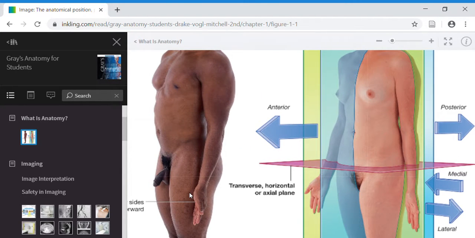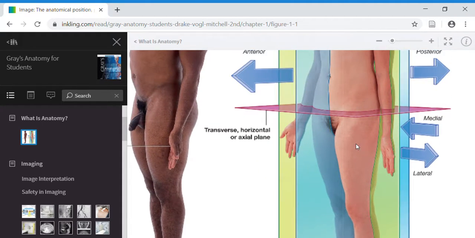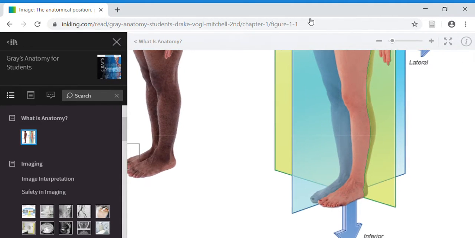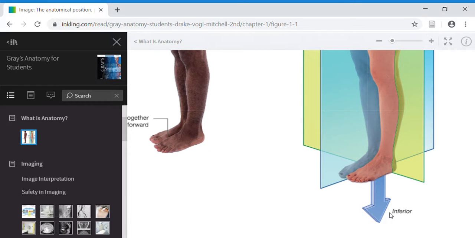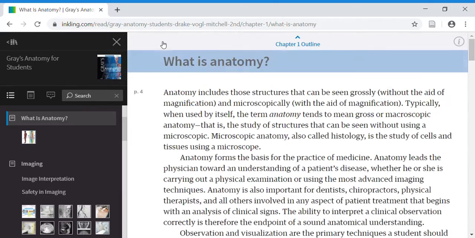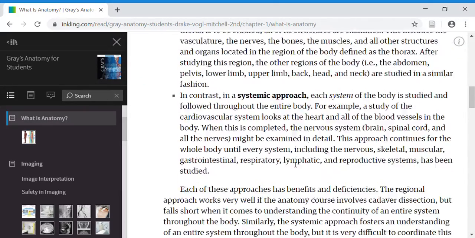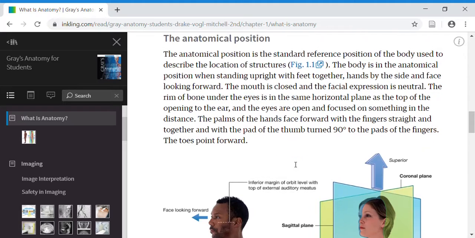So transverse, horizontal, and axial plane. So this plane is called the transverse, horizontal, or axial plane. So you have medial, towards the body, and away from the body is called lateral. And you have also the inferior position over here. Okay, these are the anatomical positions.